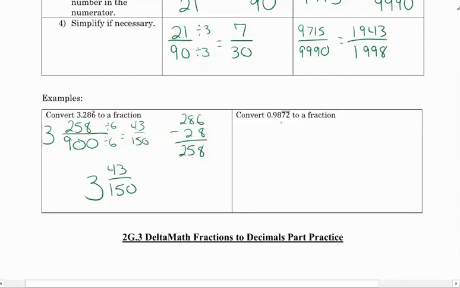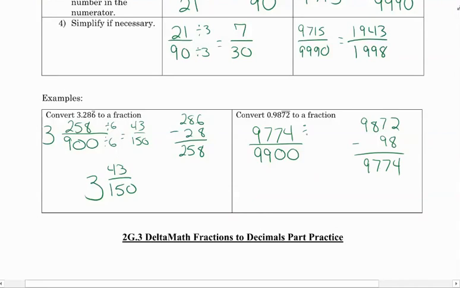And then last, I see I have 2 digits repeating, so I'm going to put 2 nines in my denominator, 2 digits that are not, so 2 zeros. And then I'm going to do 9,872, and I'm going to subtract 98, which gives me 9,774. So my numerator would be 9,774. I'm going to use my calculator to help divide those. I know it's at least divisible by 2. And ultimately, if we worked through it, it would be divisible by 18, which leaves it to be 543 divided by 550. And that would be our answer.